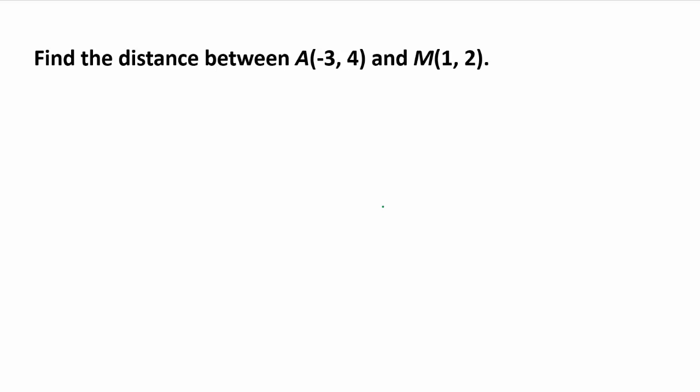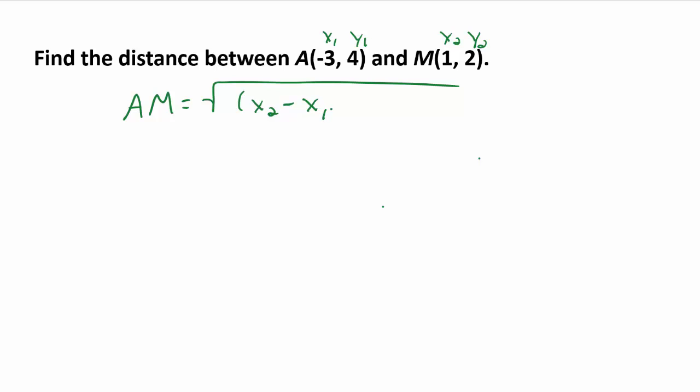Again, we're going to start by labeling our points just to make things easier for us. x1, y1, x2, y2. Okay, I'm going to start by writing the distance formula for AM, just actually writing it out. Square root of x2 minus x1 squared plus y2 minus y1 squared. I know I didn't do that in the last problem, but sometimes it's good just to write it out. Let's plug in our numbers.